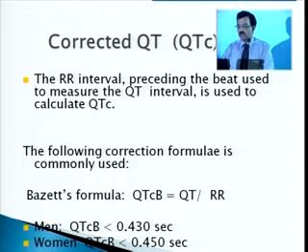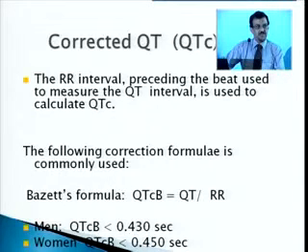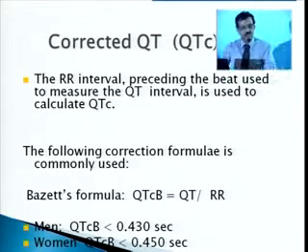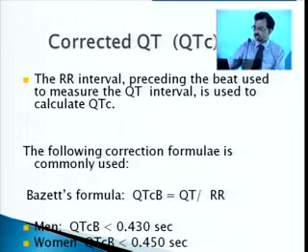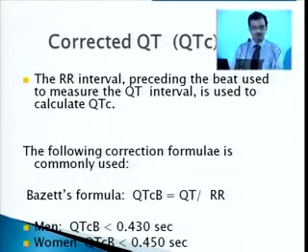Corrected QT interval is very important when we are measuring QTc, that is, corrected QT interval by Bazett's formula, which is QT divided by the square root of the RR interval. Men and women have different values. It should be less than 0.43 in men and less than 0.45 in women.